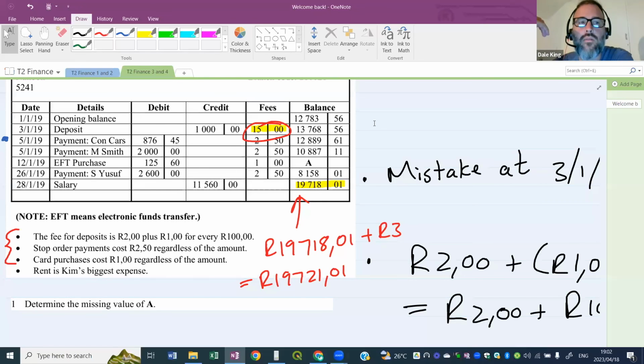You see? Okay, sir, I understand now. So they overcharged us. They charged us 3 Rand too much. So we're putting that 3 Rand back at the end of the month.